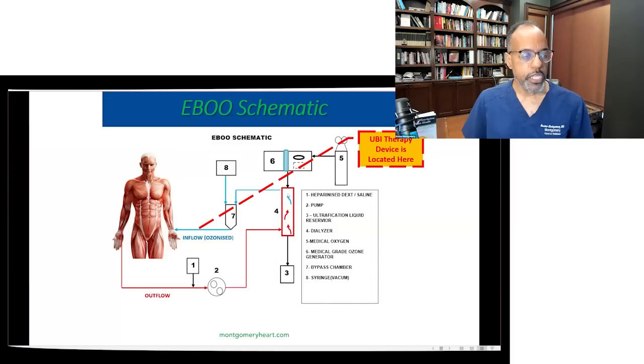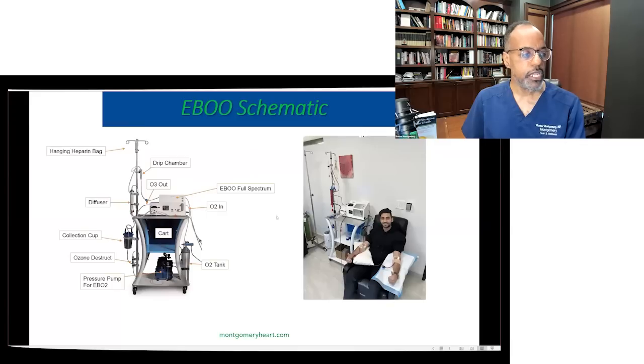So the blood gets ozonated here. Then it goes back in through a drip chamber. And it also undergoes UVI therapy, which is a series of ultraviolet light therapy, which also has some benefits that are synergistic to ozone. And then it goes back into the patient. So it's a reinfusion of the patient's blood that's ozonated and oxygenated.